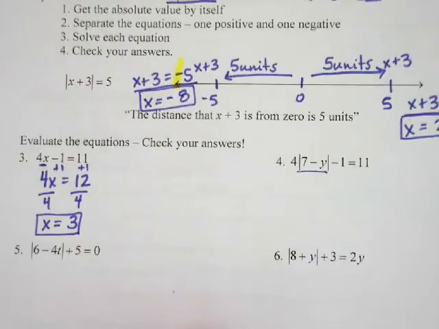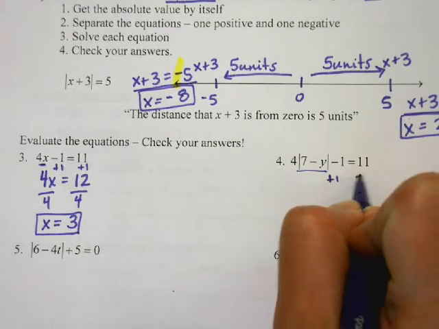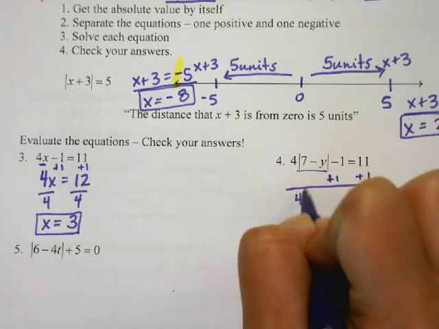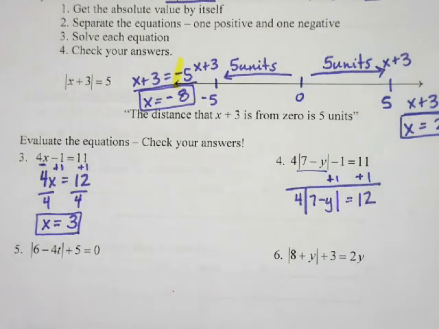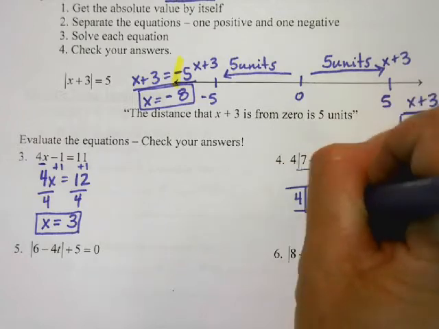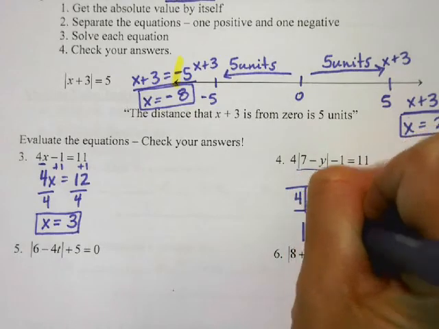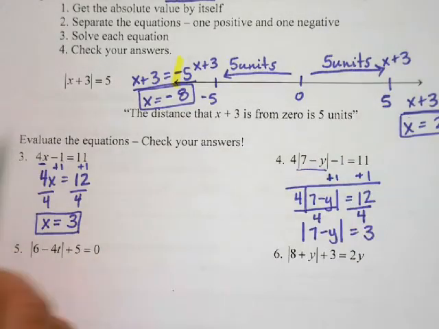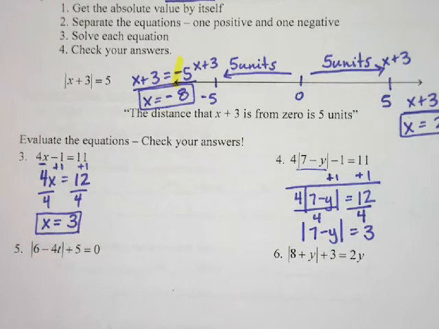So under my steps, it said get the absolute value all by itself. That's what I'm going to do. All right, so I'm going to add 1. 4 times the absolute value of 7 minus y is equal to 12. Just like in number 3, I'm going to divide by 4. So I have the absolute value of 7 minus y is equal to 3. I just did the first step. I got the absolute value completely by itself. I still have 3 more steps to go.